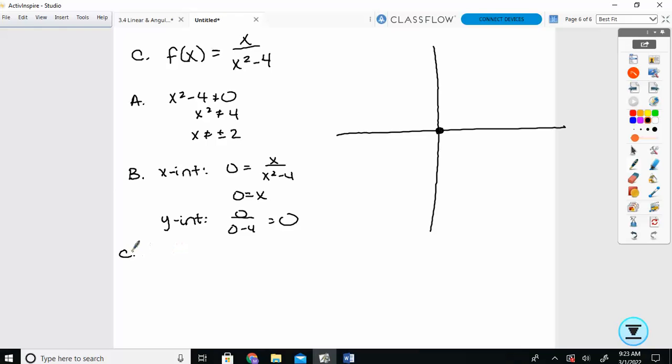C, I asked symmetry on the study guide, but I told you that I'm not going to ask that, and I told you to skip that part because I did not cover that. D, so I will ask you for the asymptotes. So vertical asymptote is x equals what makes the bottom 0. So we can plot those on our graph. Everything you find, I expect you to plot it on your graph.